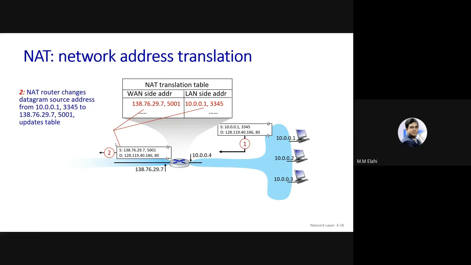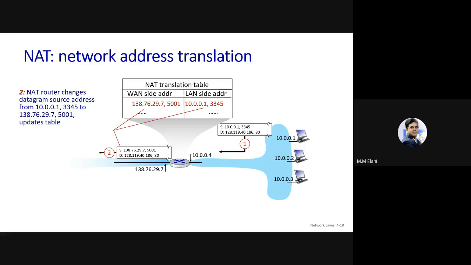So step 2, in this packet you can see the source IP is changed and this will be forwarded to the internet. It doesn't matter how many routers are in the middle, it will reach the final destination server 128.119.40.186, right? Now in the process, the router stores the LAN side address like 10.0.0.1, and what it has changed to, the public IP and port number. Later we will see there will be many entries in this NAT translation table. Why? It will represent the number of simultaneous connections from my inside network to the internet.